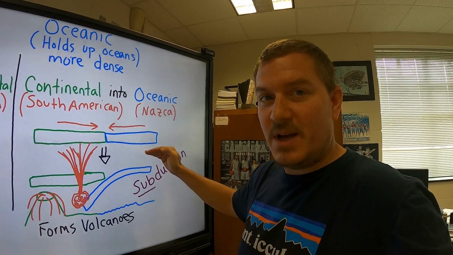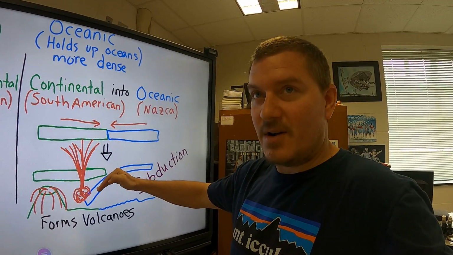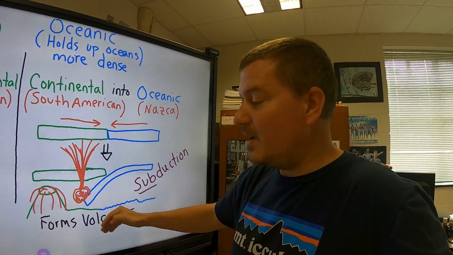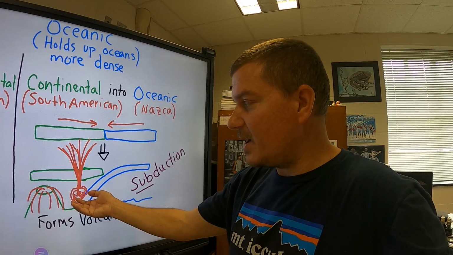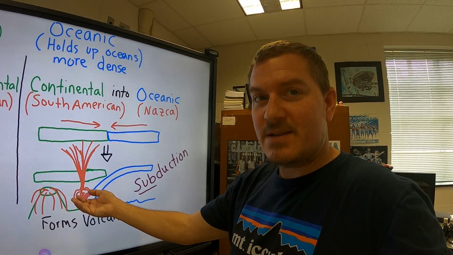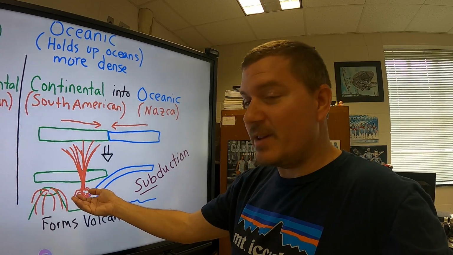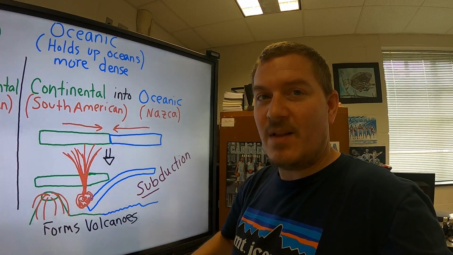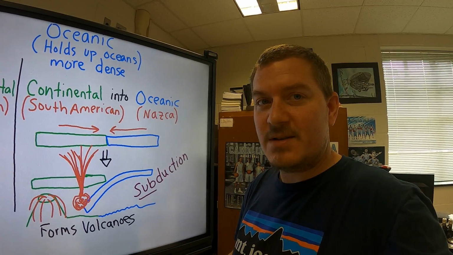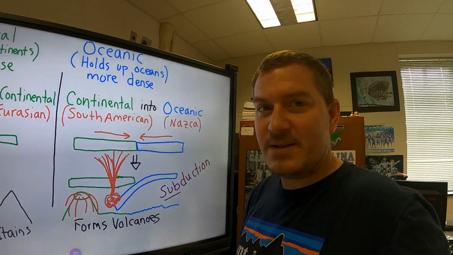The oceanic plate being more dense is going to sink down underneath the continental plate. It's going to melt into liquid rock, increasing the pressure there. That pressure has to be released somehow, and the easiest way to release pressure between these two interacting plates is to push that lava up out through the crust and form a volcanic mountain.